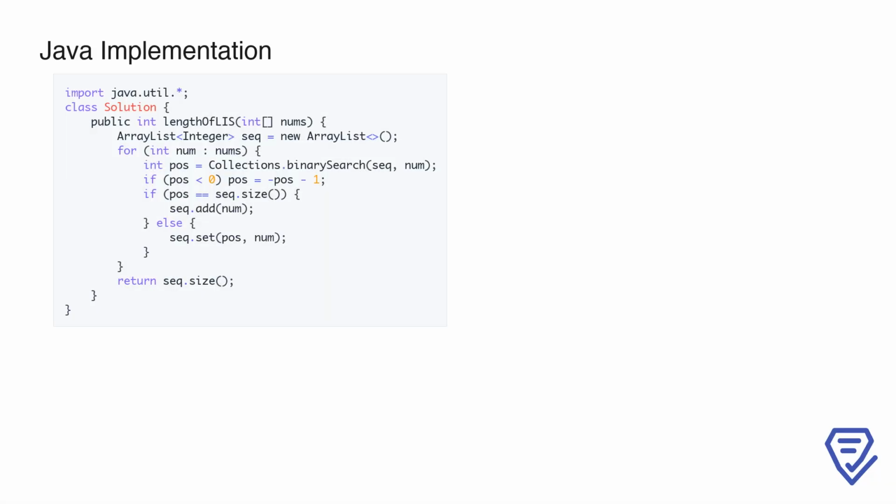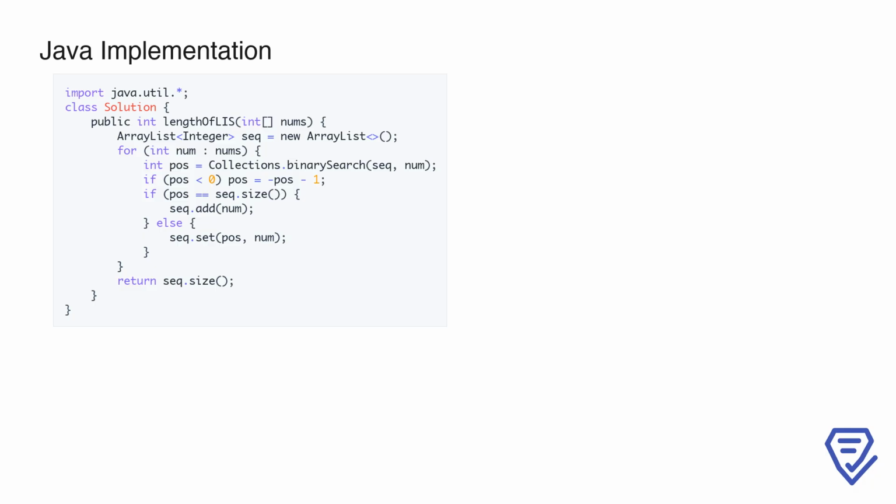For LeetCode problem number 300 in Java, our logic remains the same. We use an ArrayList named seq to hold the increasing subsequence tails. For each number in nums, we use Collections.binarySearch to locate the position. If binary search returns a negative value, we convert it to the correct insertion index using -pos - 1.